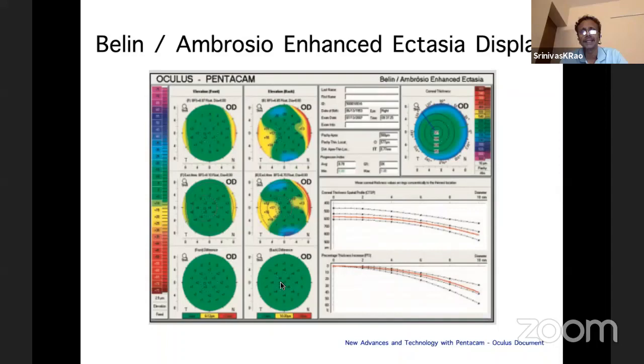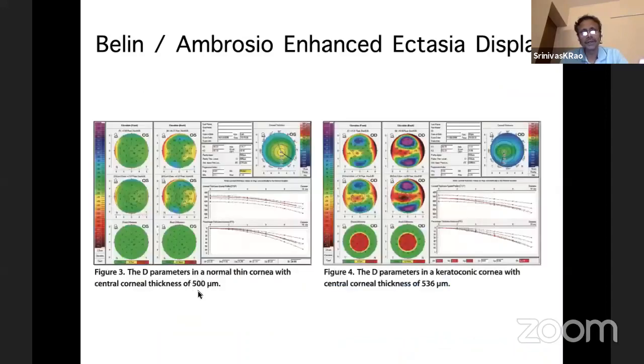So when Belin and Ambrosio first did this, this is one from their own original paper. They wanted to highlight why this was important. So this is a cornea which is about 500 microns in central thickness, and as you can see in the last subtraction map, there is nothing wrong. Everything looks normal. Whereas in this cornea, which was 536 microns in thickness in the center, the display shows, when you subtract, the area of elevation in the central cornea.